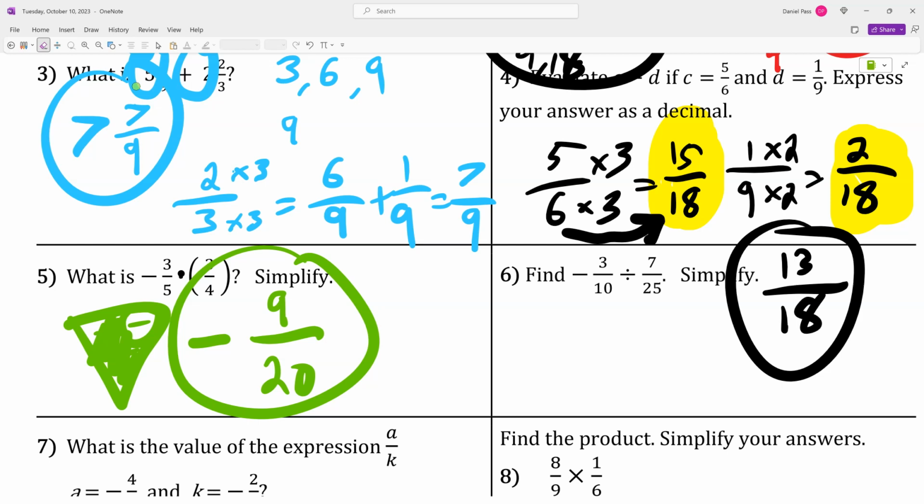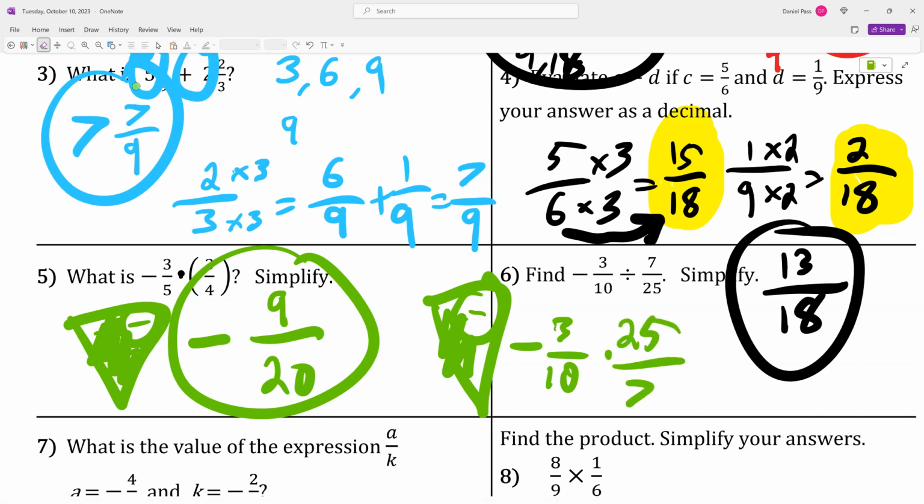So for number 6, you also have to do Dorito Man. Again, a negative and a positive makes a negative. So the answer is going to be negative. For division, you have to flip or find the reciprocal of the second number. So 3/10 times what? 25 over 7.